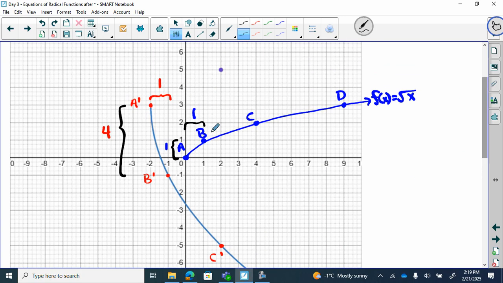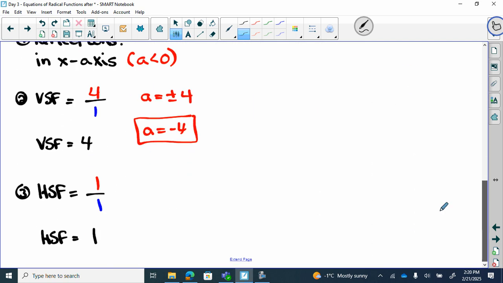Check this out. If I go from A prime, which is at -2, to C prime, which is at an x value of +2, from -2 over to +2 is 4 units. Now compare it from A to C, from an x value of 0 to an x value of 4. That's also 4 units. What's 4 divided by 4? 1.